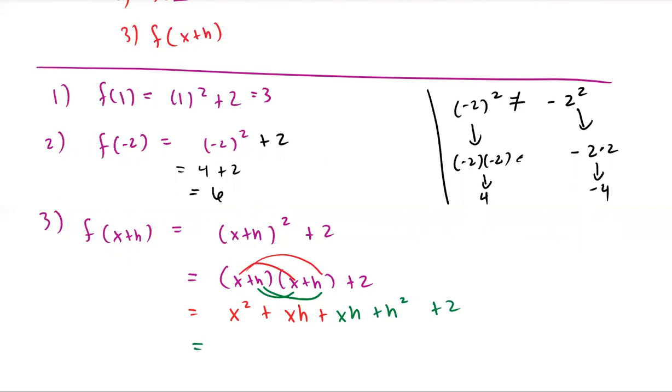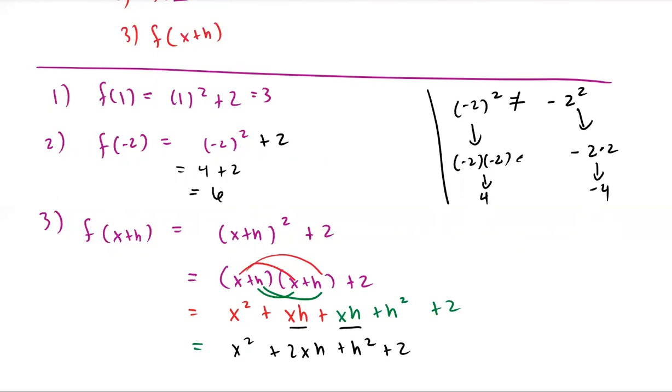Now, if you want, you can combine like terms. So we have x squared. Actually, let me use a different color. We have x squared. Here we have xh plus xh. There's 2 of them. So you can write that as 2 times x times h plus h squared plus 2.